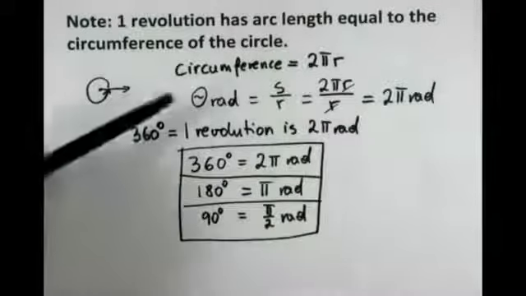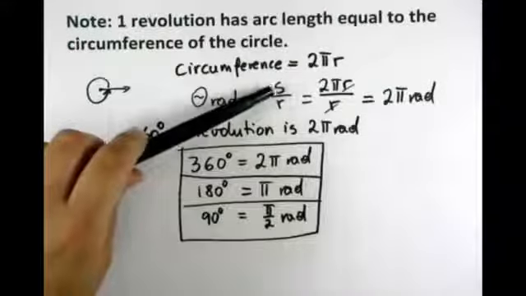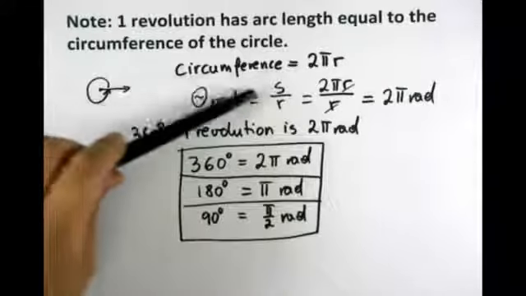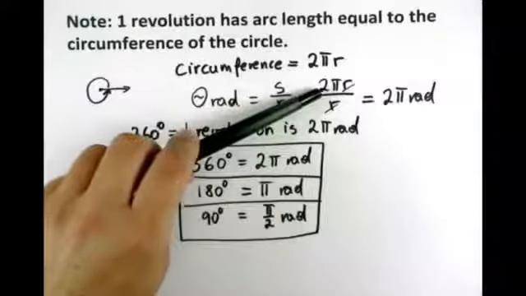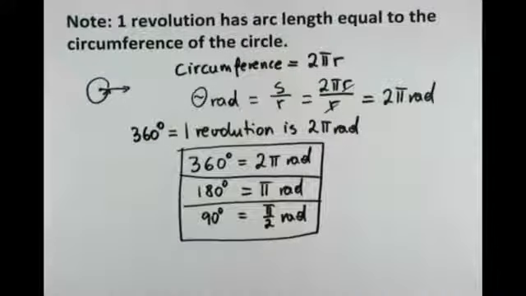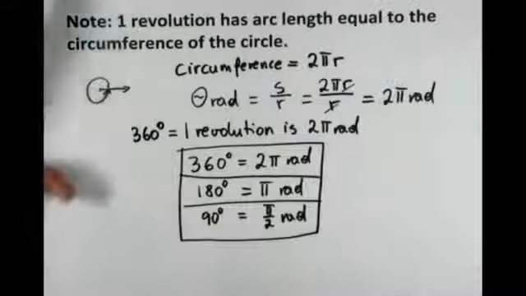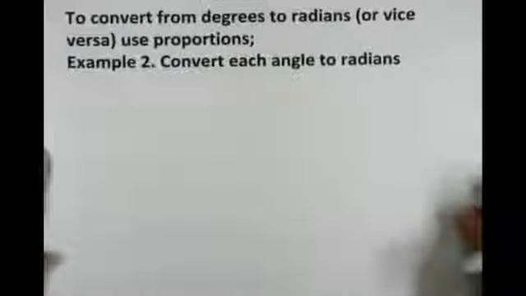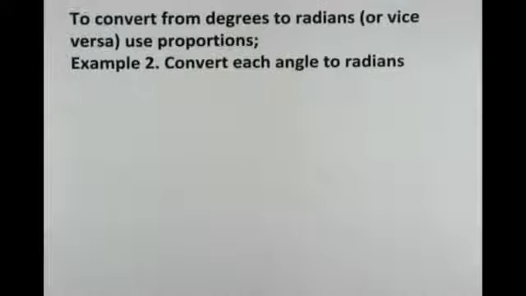And it comes from the definition, arc subtended by the angle over the radius. So the arc of the whole revolution is the circumference, 2 pi r over the radius. Now, we would like to be able to convert from degrees to radians and vice versa. So to convert from degrees to radians or vice versa, use proportions.